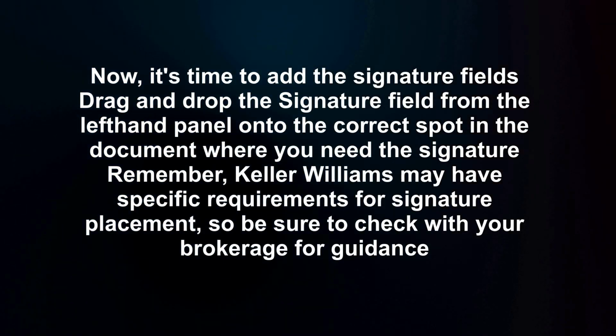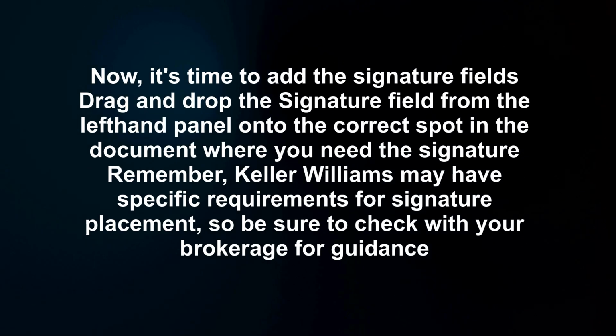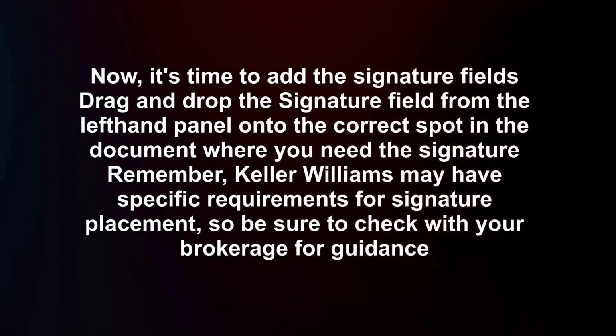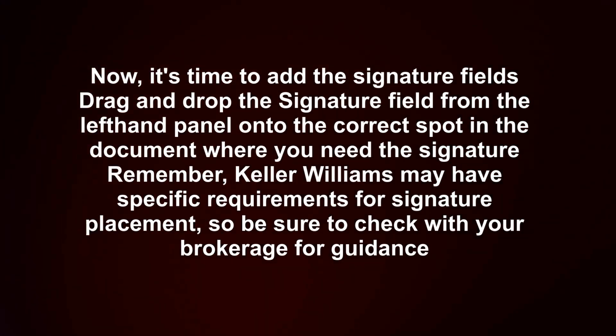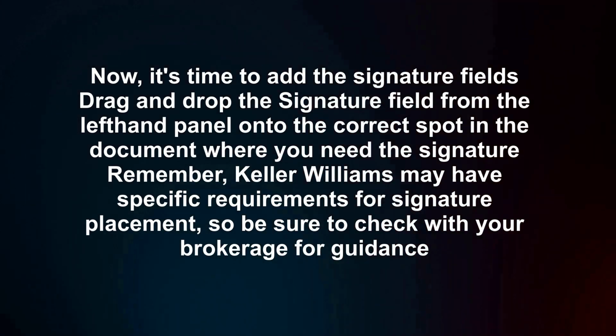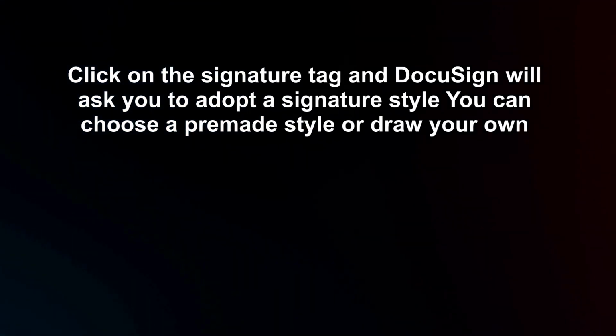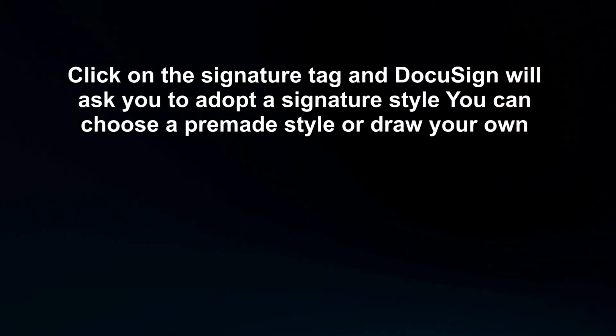Now, it's time to add the signature fields. Drag and drop the signature field from the left-hand panel onto the correct spot in the document where you need the signature. Remember, Keller Williams may have specific requirements for signature placement, so be sure to check with your brokerage for guidance. Click on the signature tag and Docusign will ask you to adopt a signature style.